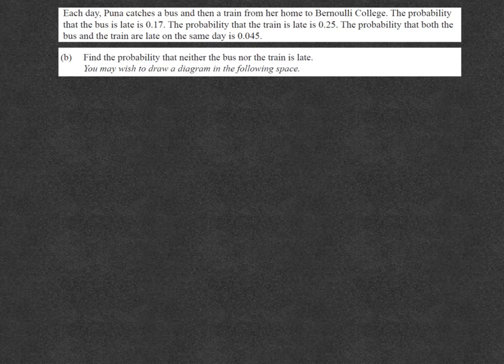Right, for this question, there's a couple of ways you could probably do it. I'm going to do it diagrammatically, but what you're essentially trying to find is the probability of the complement of the bus being on time intersected with the complement of the train being on time. The problem you've got here is that none of these events, as you found in the previous question, are independent.